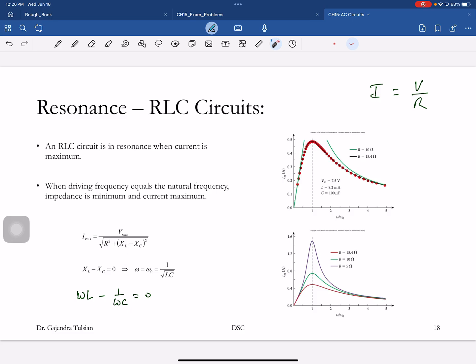All right, so you can see this is just plotting the amplitude of the current against omega minus omega naught. Omega naught is the natural frequency of that circuit. And at that frequency, there is the maximum amplitude of the current.